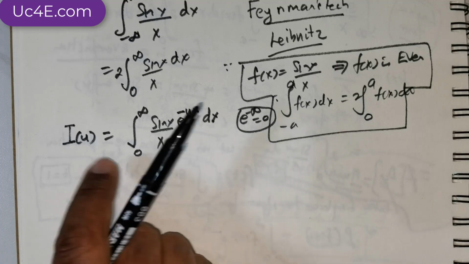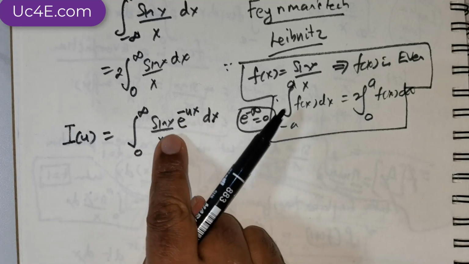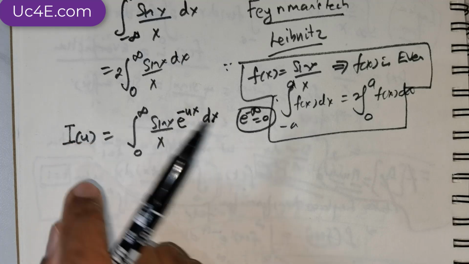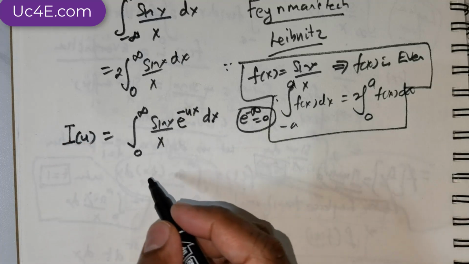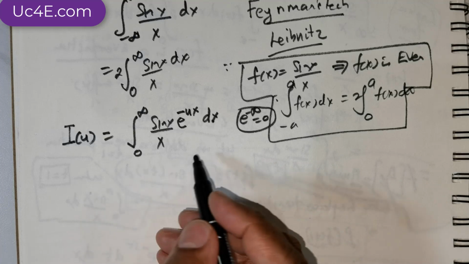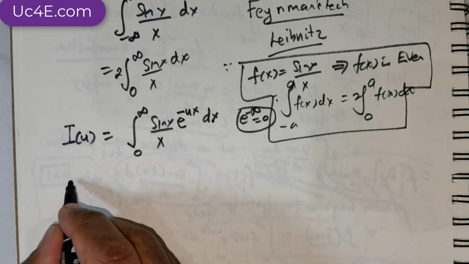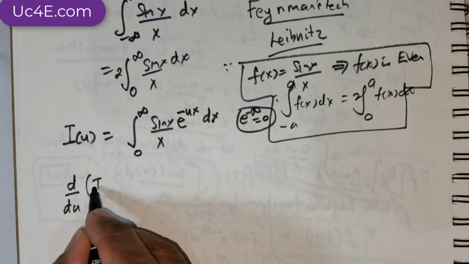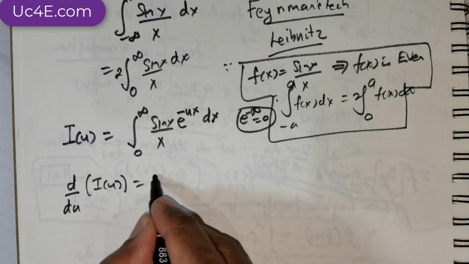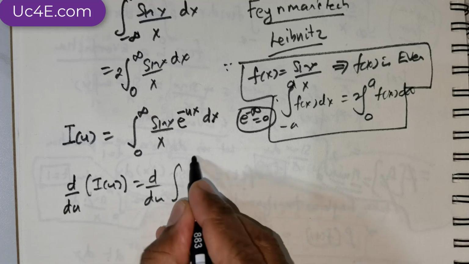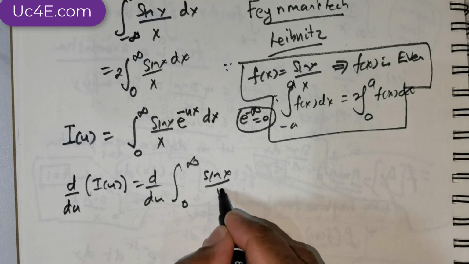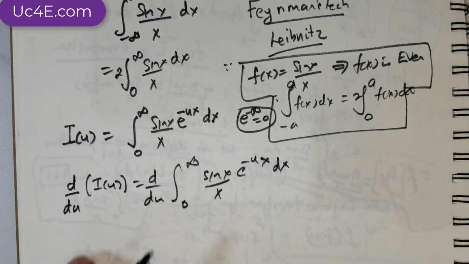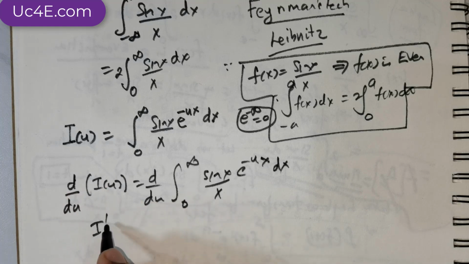Now having defined this function, clearly you can see we have 2 variables, x and u, and this is the function on the left hand side defined as I of u. Now what I wish to do is operate on both sides by d over du. So d over du of I of u is equal to d over du of integral 0 to infinity sin x over x e raised to the power of negative ux times dx. Now differentiating this function would give me I dash of u.